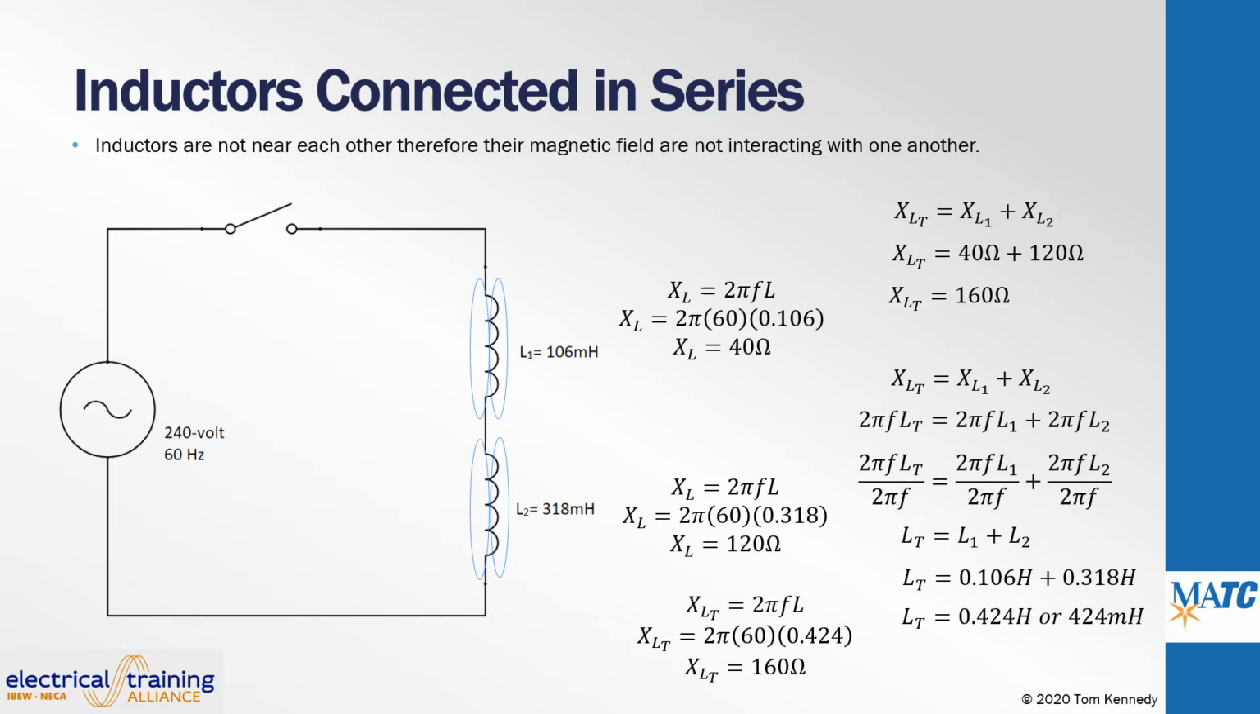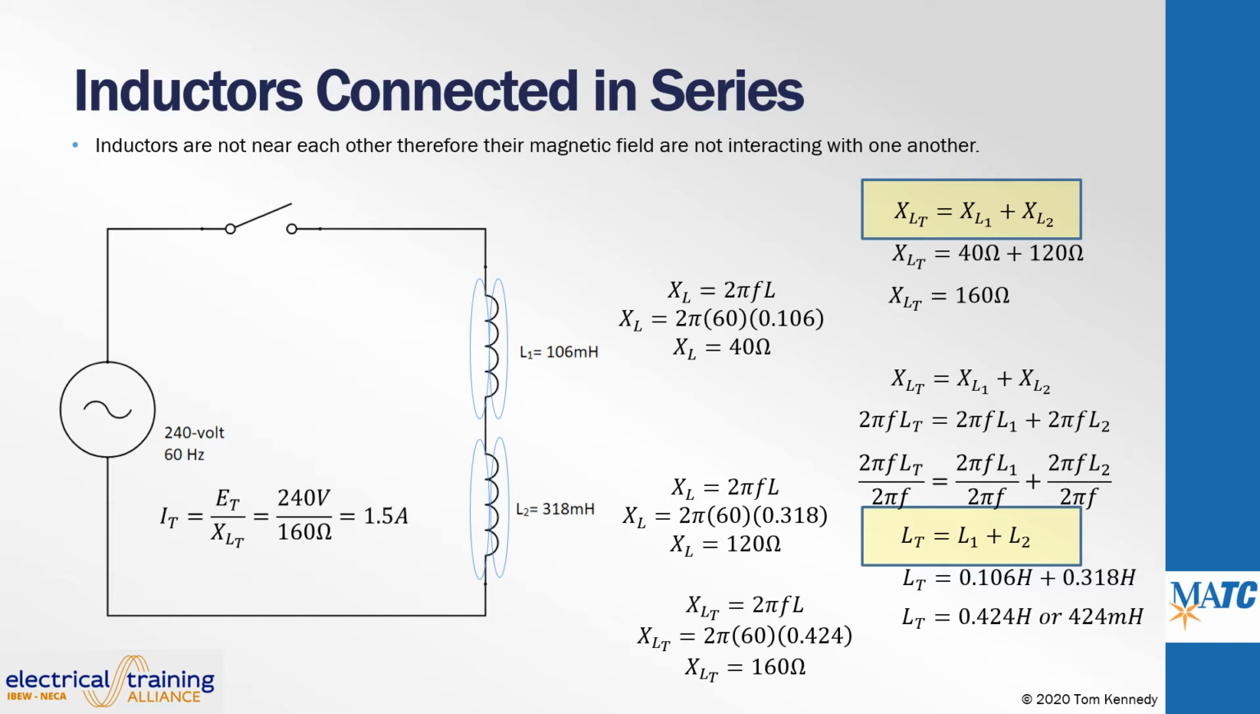Therefore, the two important formulas to remember are the inductive reactance total is the sum of the series connected reactance, or the total inductance in henries is the sum of the inductance connected in series. The value of 160 ohms determined in either method can be used to calculate total current for the circuit. In this example, the 240 volts divided by the 160 ohms of inductive reactance will result in 1.5 amperes of current.